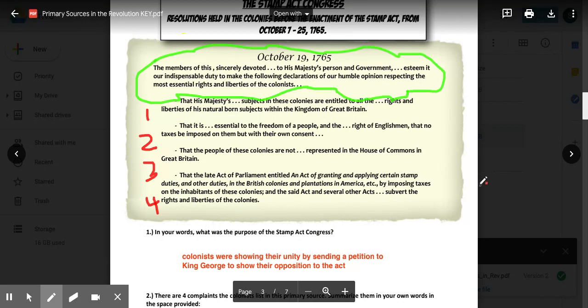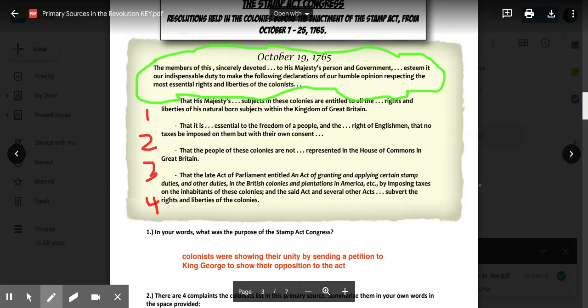Okay. So, number 1, that His Majesty's subjects in these colonies are entitled to all the rights and liberties of his natural-born citizens within the Kingdom of Great Britain. So all that's saying here, let me scroll down, is this. The colonists deserve the same treatment as those in Great Britain.